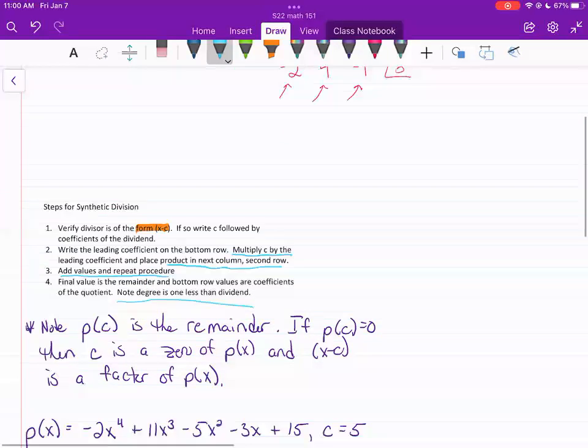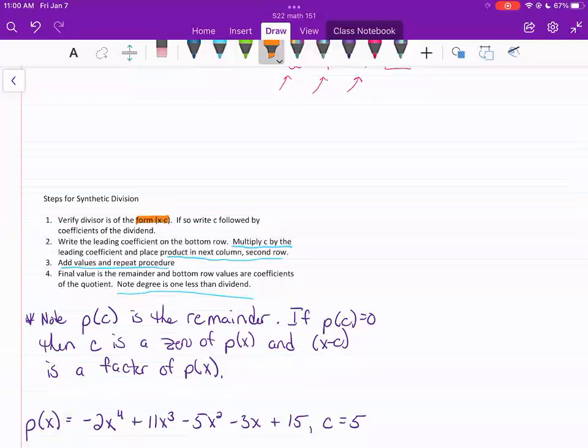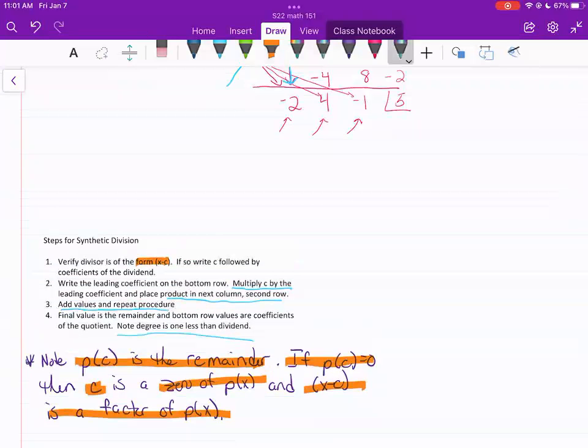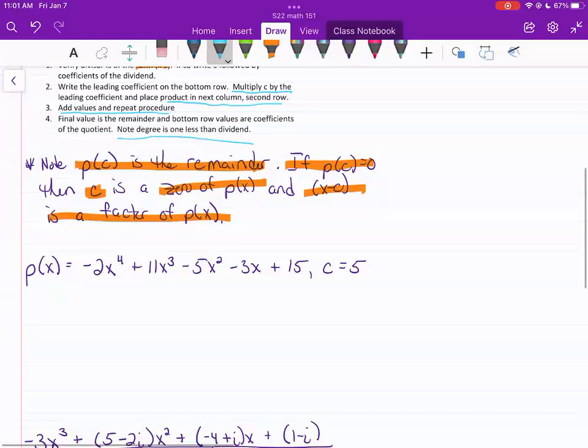One thing I want you to make sure you recognize here, P of c is the remainder, that last value. If P of c is 0, then we know that c is a 0 of P of x, and we know that x minus c is a factor of P of x. So if this last term comes out to be 0, that gives us a lot of information about that polynomial and its factors. So let's use synthetic division in an example here.